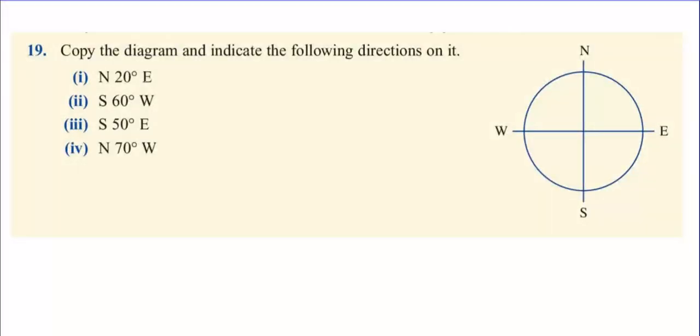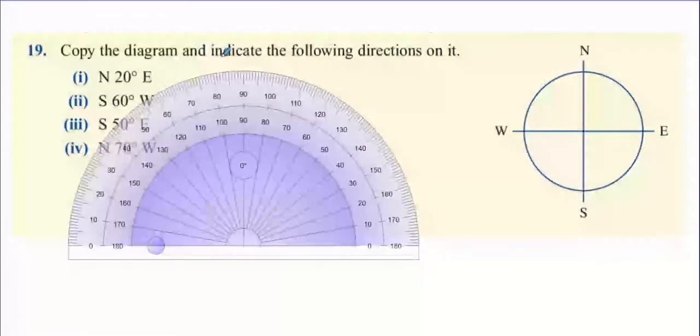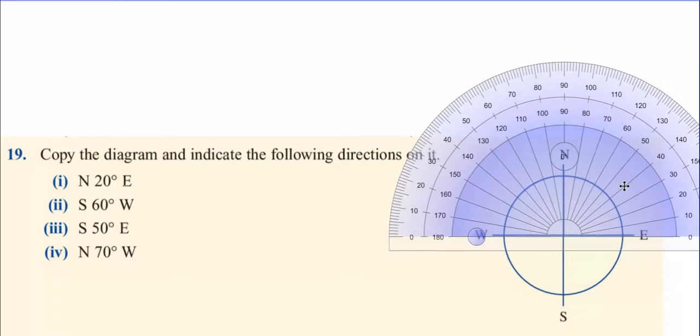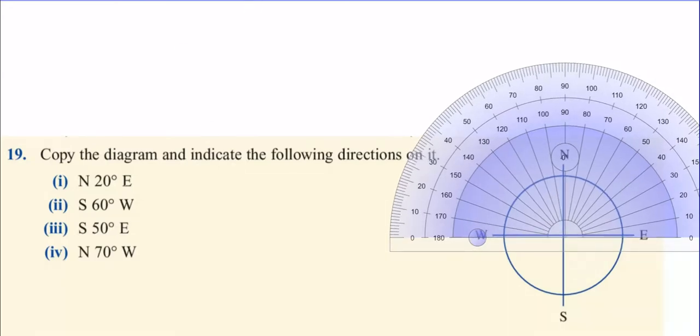Okay, I believe these ones are causing a bit of hassle, so we'll get started on this. I'm just going to grab a protractor here. Let's drag this down a little bit. First thing I'll do is north 20 degrees east. See the way north is the first letter? You go all the way up north, like so.